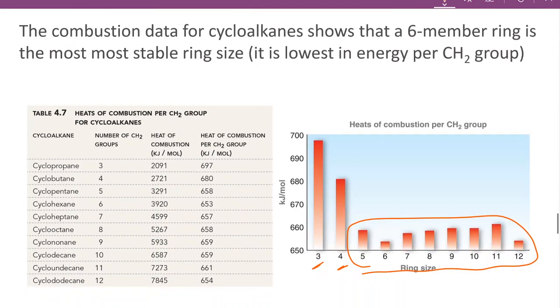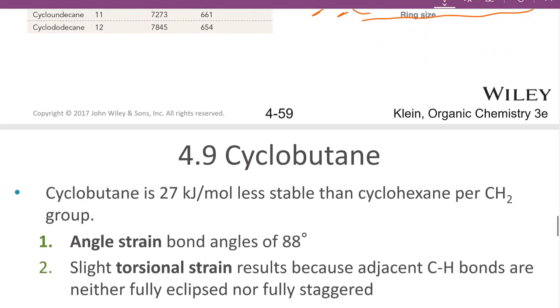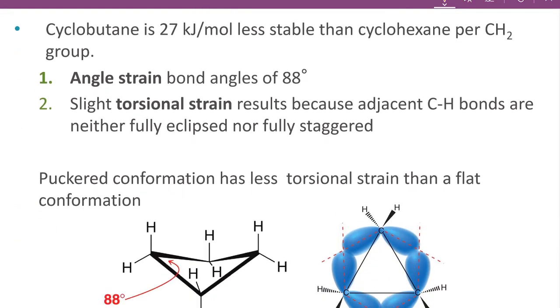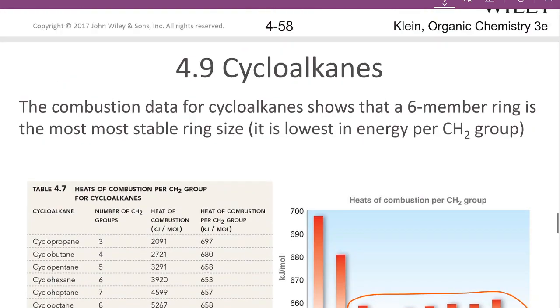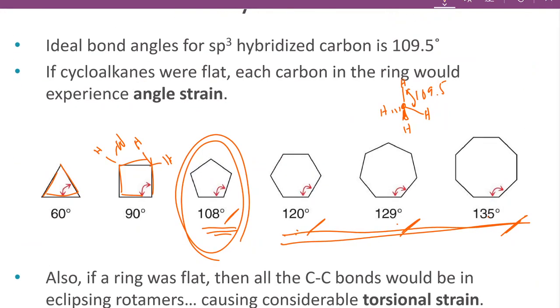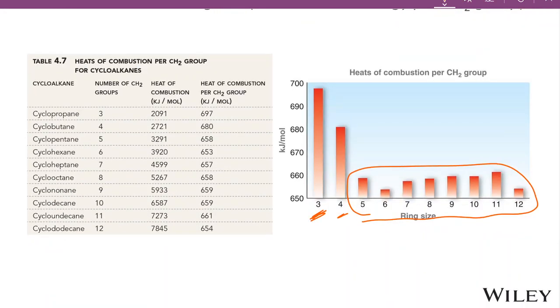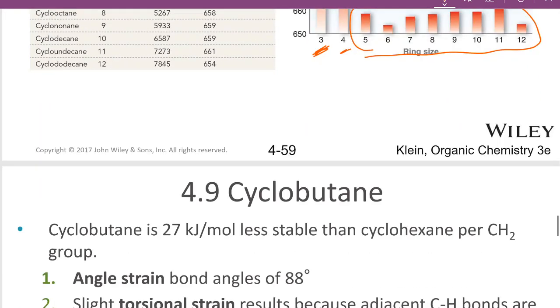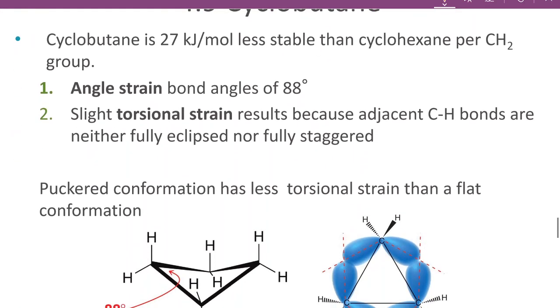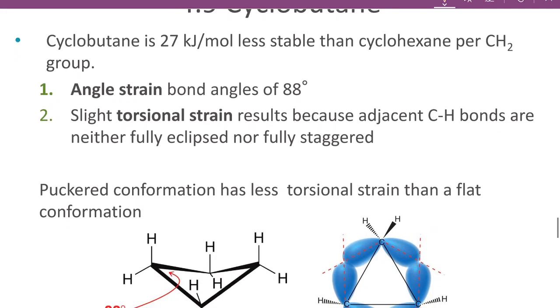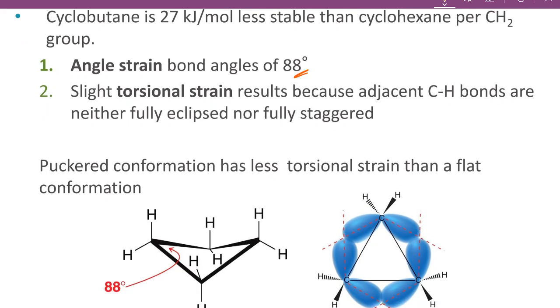So why is that? It's because they adopt a different shape. They're not completely flat. Now, cyclopropane is pretty close to that 60 degrees. There's nothing you can do about that. It's 3 carbons, right? And that's why the heat of combustion is so high per CH2 group. But cyclobutane is going to pucker a little bit, and it can adopt a bond angle of about 88 degrees. Okay, so it's still a little bit bad, and it has some torsional strain.